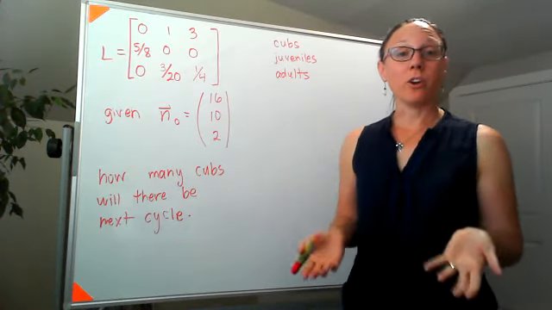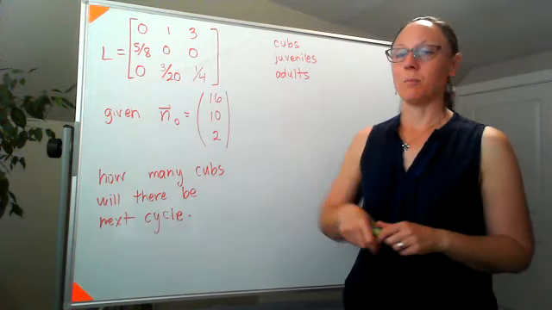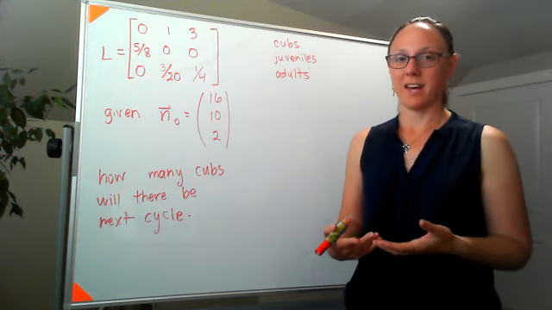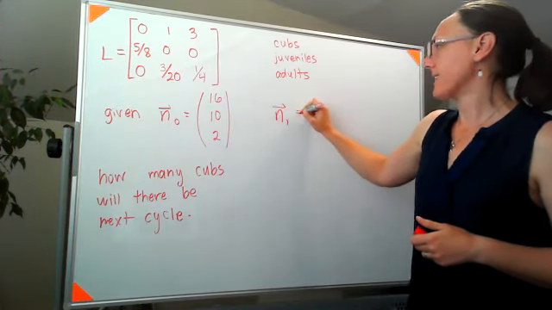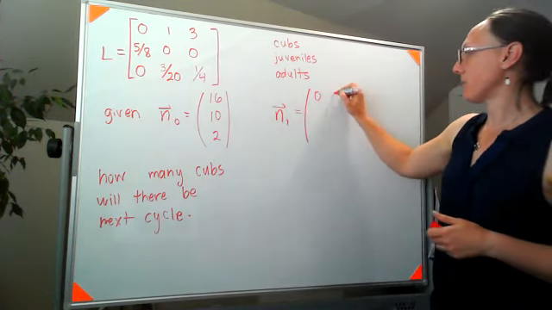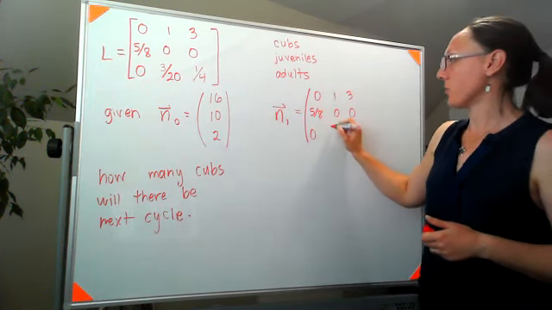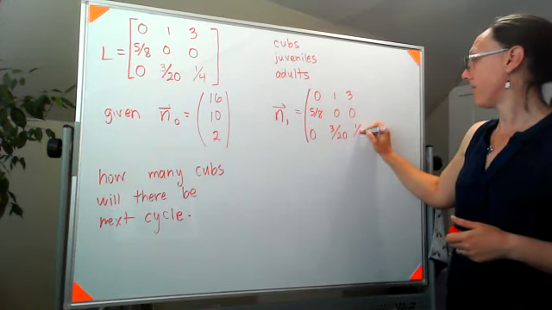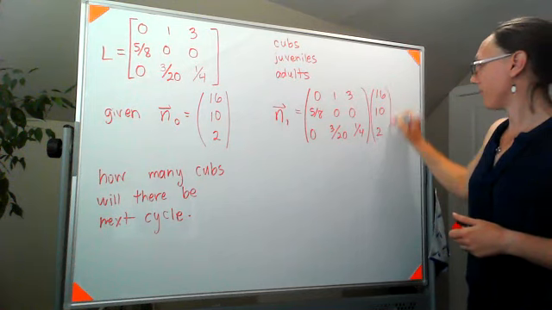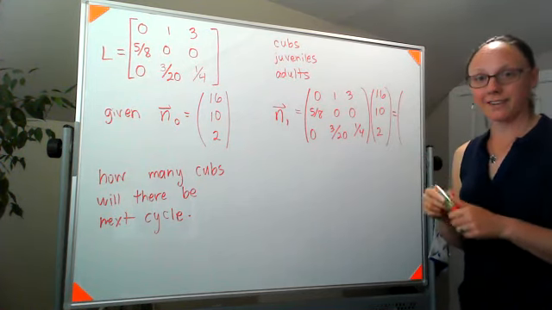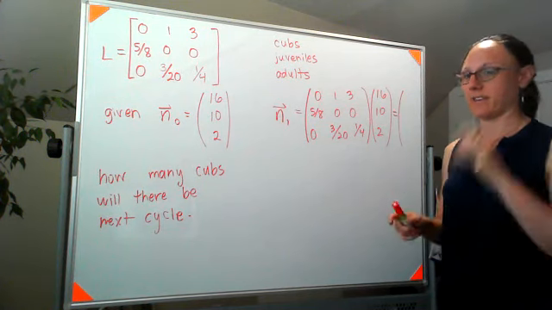Okay, so if I want to know how many cubs there will be in the next cycle, then because this Leslie matrix represents an iterated process, I know that to figure out my N1, that's going to come from taking our Leslie matrix and multiplying it by that population distribution that we were just given: 16, 10, 2. So we're going to practice our matrix multiplication here. I promise I've given us numbers that should work out nicely.